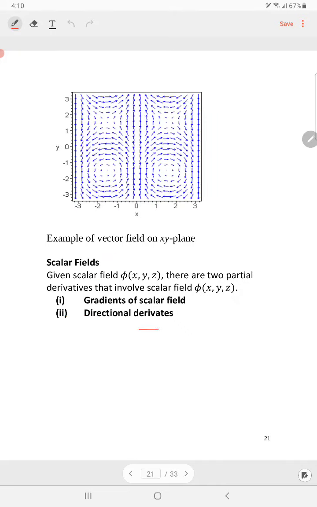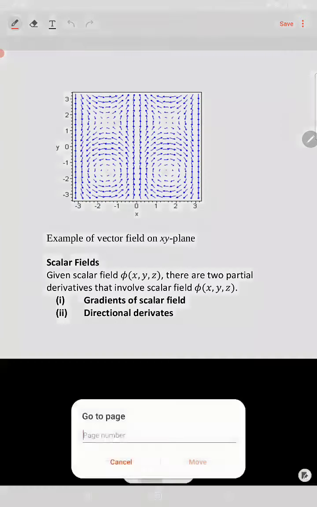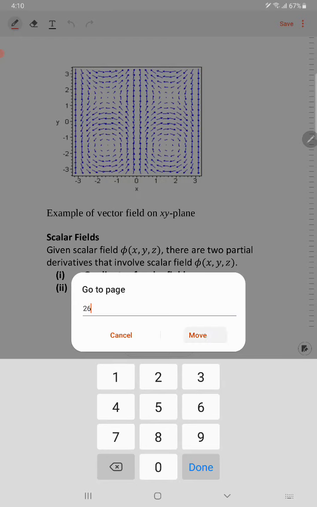We are still on scalar field, but today we're going to look at the second item, which is the directional derivative of a scalar field. Okay, now let's look at the definition.